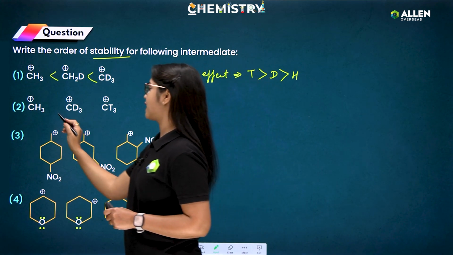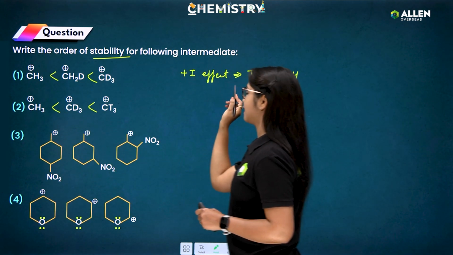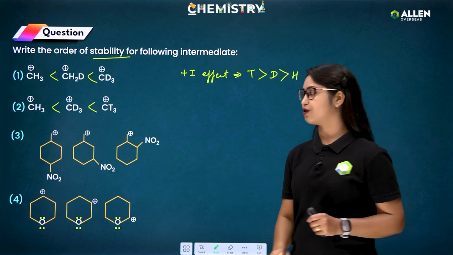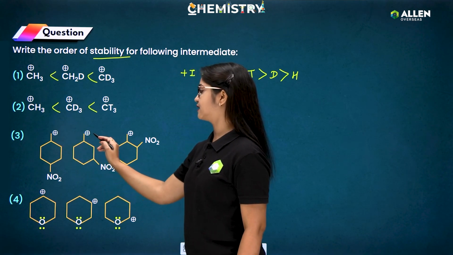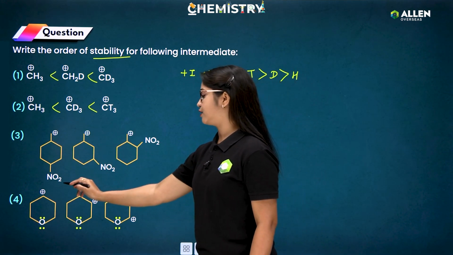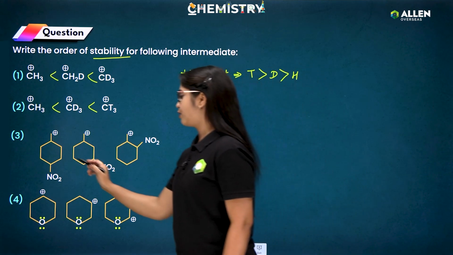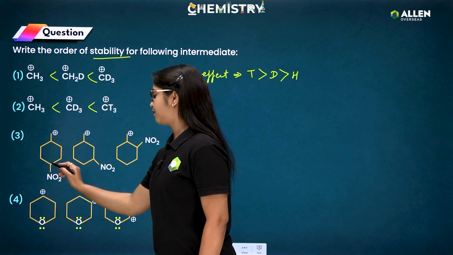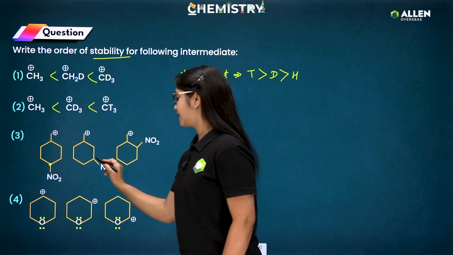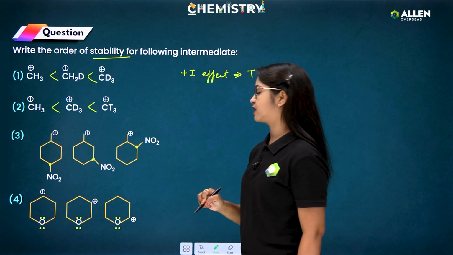Similarly, in the second one, hydrogen, deuterium, tritium. Tritium has maximum plus I effect, that's why it is the increasing order. In the third one, here you can see this is the carbocation and you have NO2 group. The position is different. In the first part, the NO2 group is farthest from the carbocation, here it is a little nearer and here it is nearest to the carbocation.